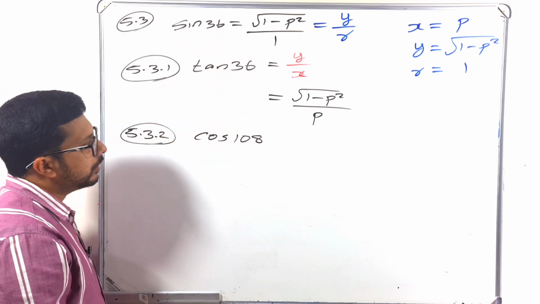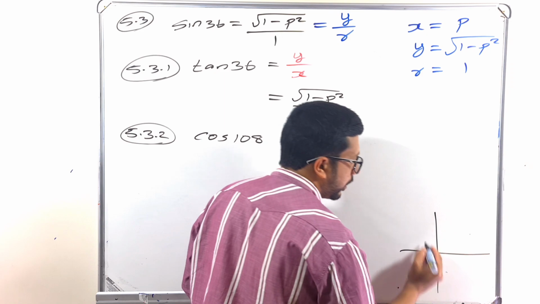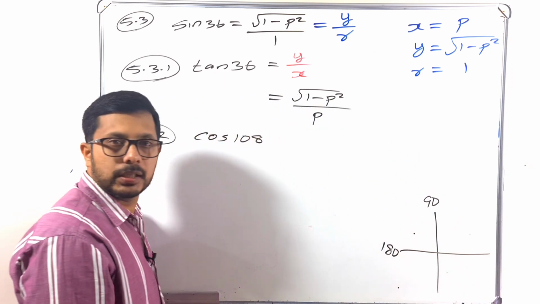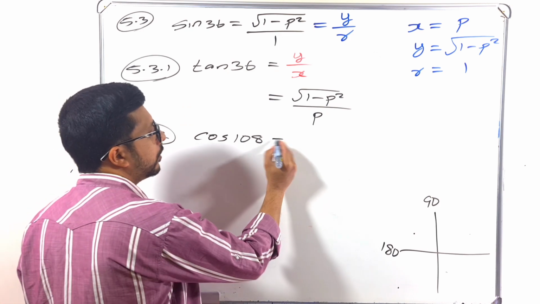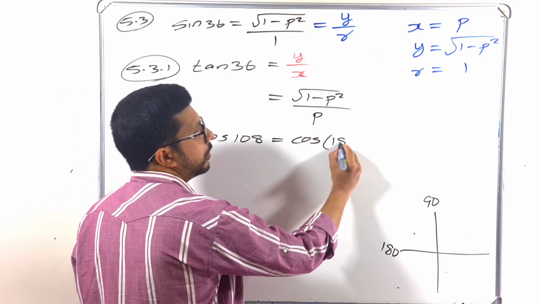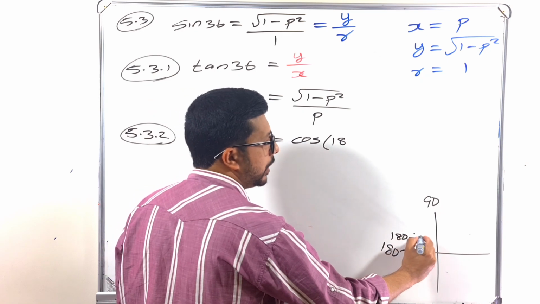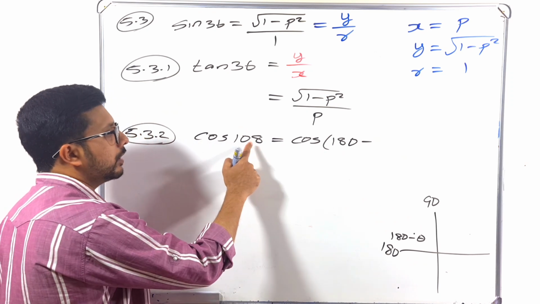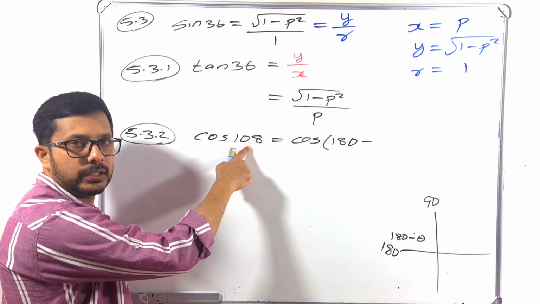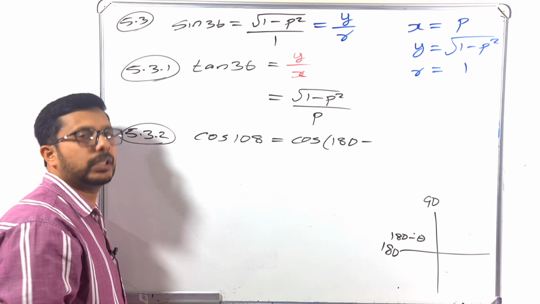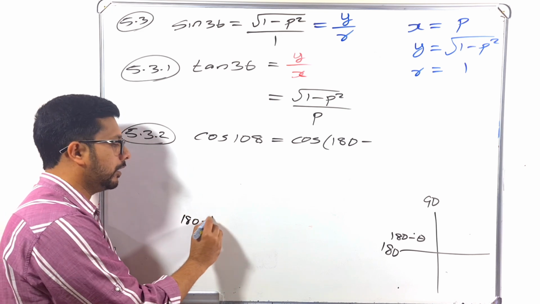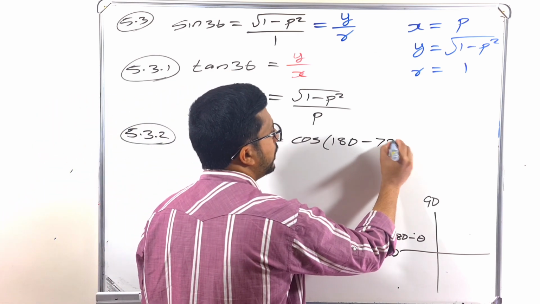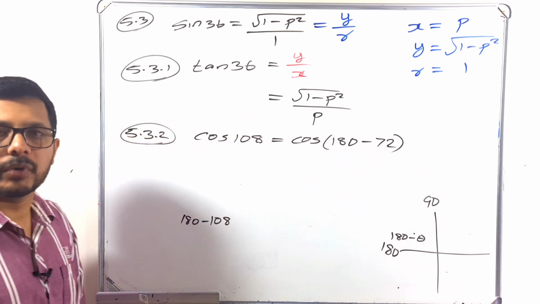Here this 108 is in which quadrant? This is 90, this is 180. That means 108 is in the second quadrant, isn't it so? Second quadrant, how can you write cos? 180 minus theta. Which number gives 108? You can check in your calculator, what is 180 minus 108? That is 72. Yeah, 180 minus 72 is 108.